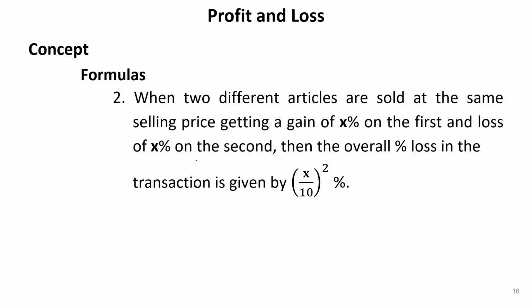So when two different articles are sold at the same selling price, getting a gain of X percentage on the first and a loss of X% on the second, then the overall percentage loss in the transaction will be given by (X by 10) whole power 2 percentage.